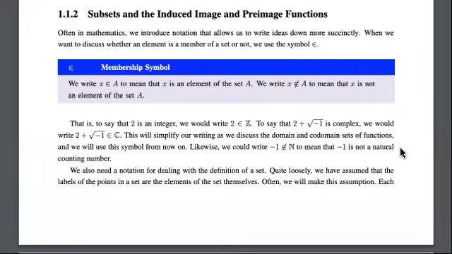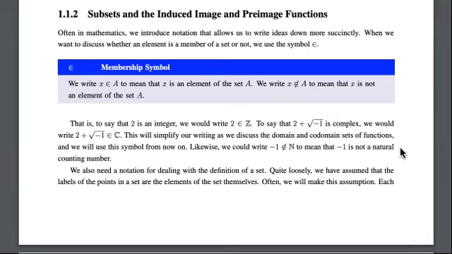Okay, we're back to section 1.1.2. This is a read-along video with Dr. Powell in the book Discrete Perspectives in Mathematics. So we've introduced what the idea of a function is, what domain and codomain are, what it means for a function to be well defined.